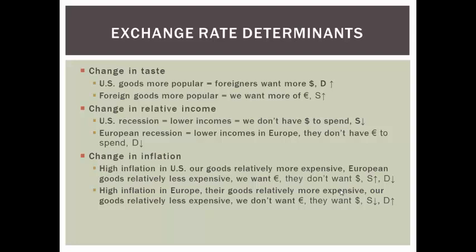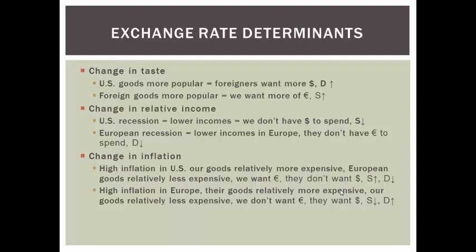Change in relative income can also change exchange rates. Let's say we are in a recession. What does it mean? It means our residents have lower incomes and a really tight budget. So we're not going to be purchasing as many goods and services. As all of us probably know, we don't just purchase goods and services from the United States. We also purchase a lot of foreign goods and services. So we don't have those dollars to spend anymore, and we don't bring them to the foreign exchange market anymore. We keep them for the basic needs that we're going to buy at home. So supply of dollars is going to decrease.